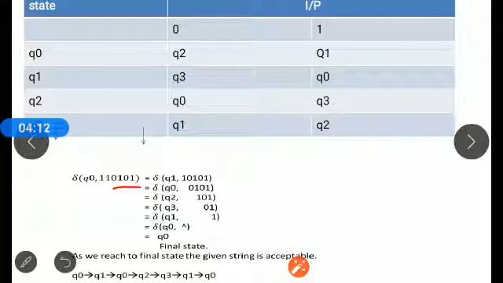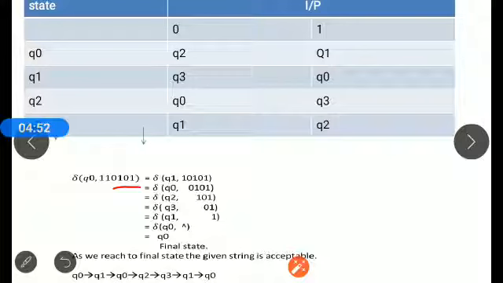If we give 1 input to q2, we reach q3 and the remaining string is 01. If we give 0 as input to q3, we reach q1 and the remaining input is 1. If we give 1 as input to q1, we reach q0 and there is nothing remaining, so null is there. So δ(q0, null) means we are not giving any input to q0, so it will remain at the same state, that is q0. And here q0 is the final state.